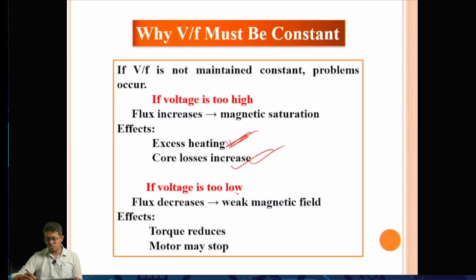Now in case of too low voltage, what will happen? Flux decreases, that amount of flux will not be generated, and the weak magnetic flux reduces the torque, and the motor may stop. So this is the condition when voltage is too high and when voltage is too low.